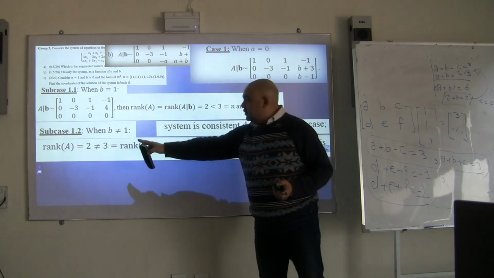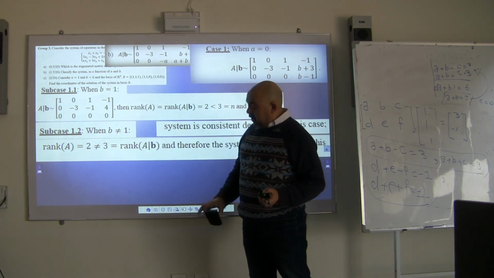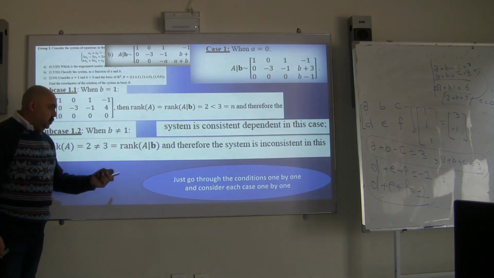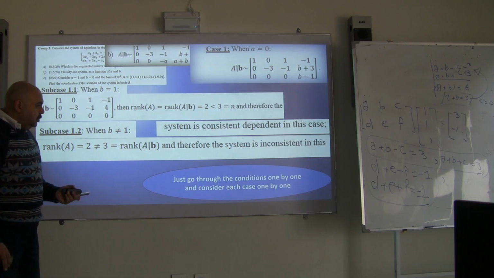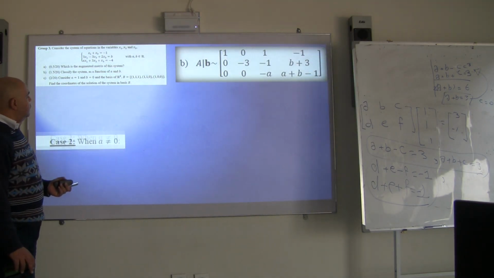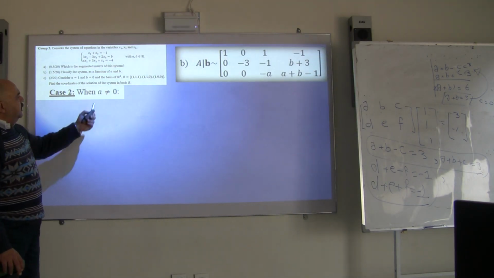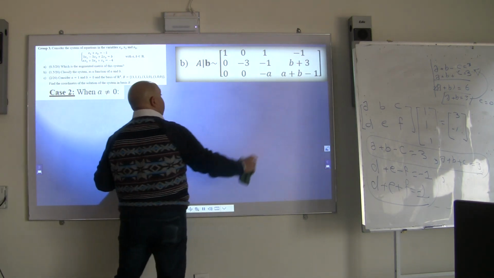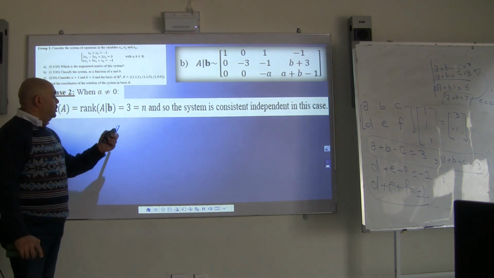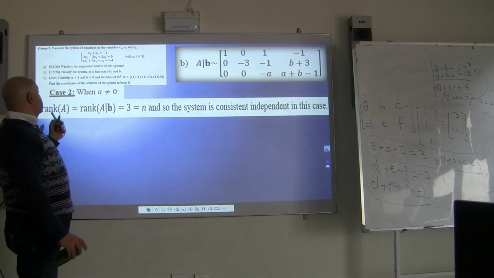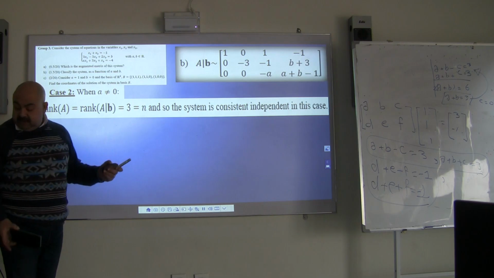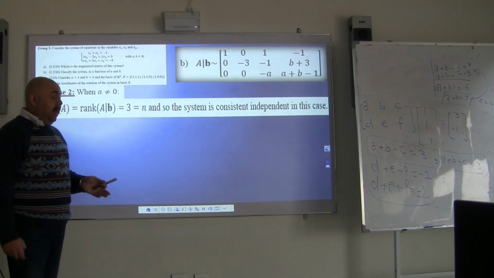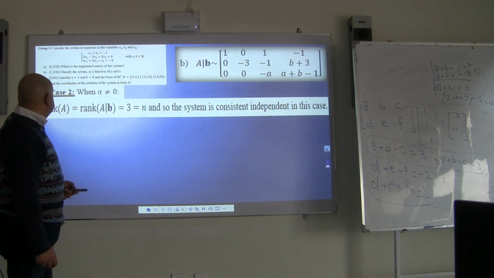As I told you, the two ranks are not going to be equal to each other. For the remaining questions, just to go through the conditions one by one in detail: if the value of A doesn't equal 0, I will have a unique solution, a consistent, independent solution, because the rank of A and the rank of the augmented matrix will equal 3, and this will give a unique solution, as I told you.